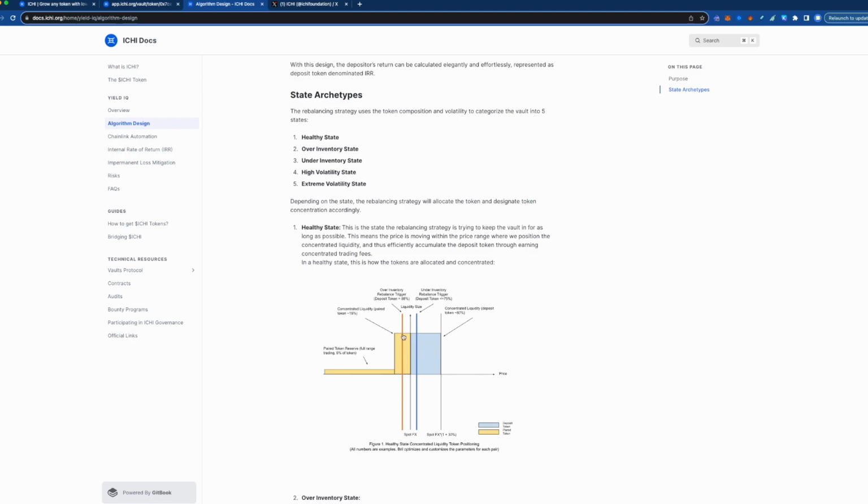So there are these other two lines here, the over inventory rebalance trigger and the under inventory rebalance trigger. As the price goes up into the blue, you're selling ETH for USDC, and it's getting closer and closer to this line where they're like, hey, we've sold too much ETH. And remember, when they sell ETH, they're getting trading fees, so they're increasing their assets to some extent.